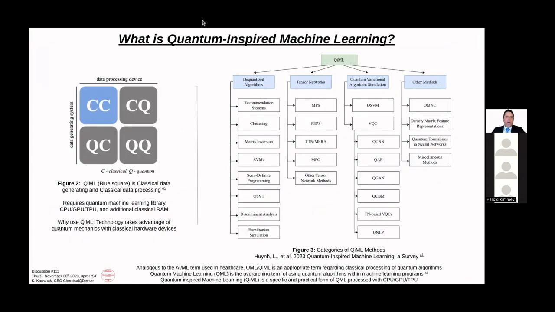Okay, so this next slide is basically, what is quantum machine learning? And this blue box on the left explains it very well. So it's classical data generating and classical data processing. So essentially you're using classical bits with quantum mechanics. You need a simulator, or actually sometimes you can get by on a laptop, but you're not going to have as much RAM or compute power.